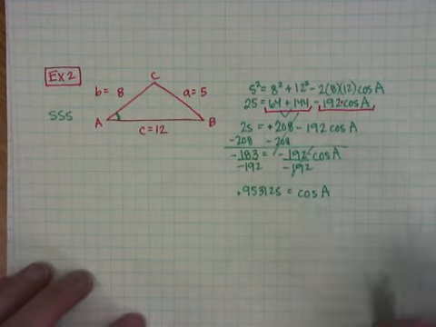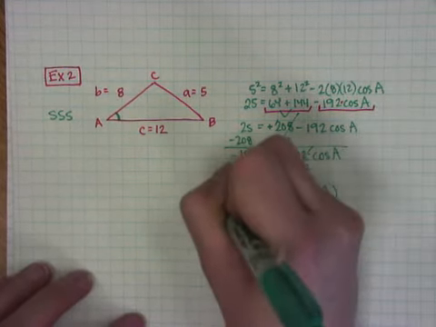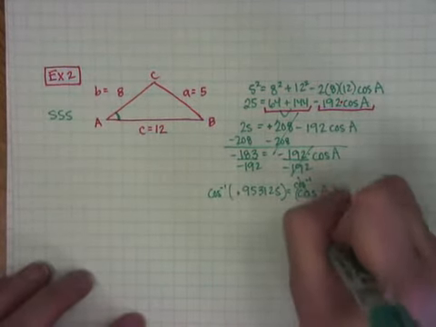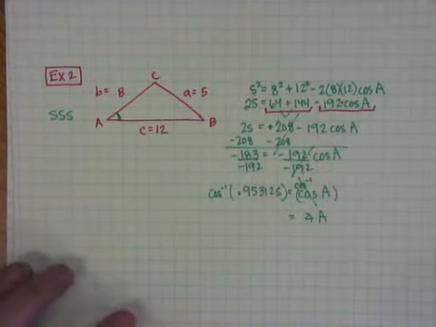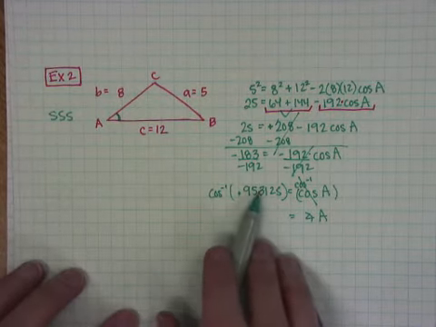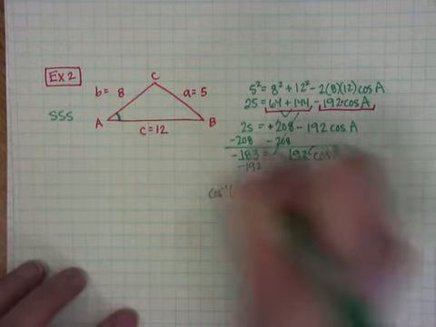And then to cancel the cosine out, I need to take the cosine inverse of both sides, or the arc cosine of both sides. So that cancels the cosine and leaves me with angle A. And when I take the arc cosine of the decimal that we got before, I get 17.6 degrees.